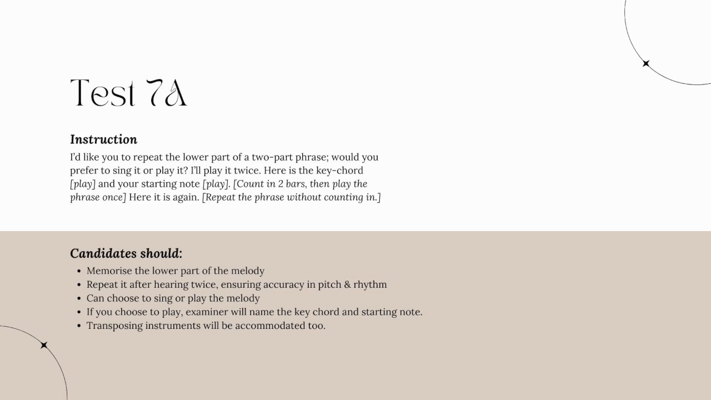The candidate should memorize the lower part of the melody, repeat it after hearing it twice, ensuring accuracy in pitch and rhythm. The candidate can choose to sing or play the melody. If you choose to play, the examiner will name the key chord and starting note. Transposing instruments will be accommodated too.